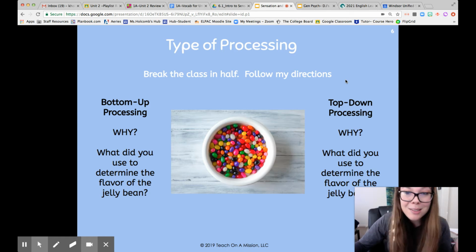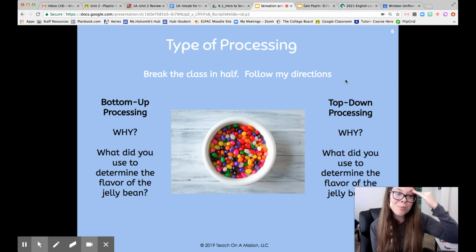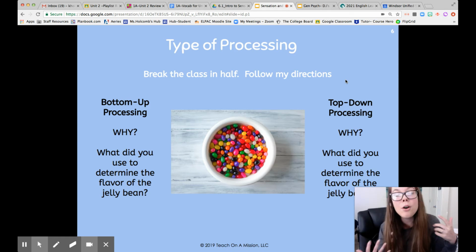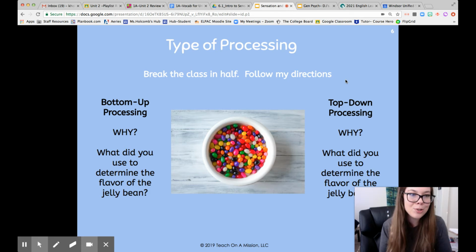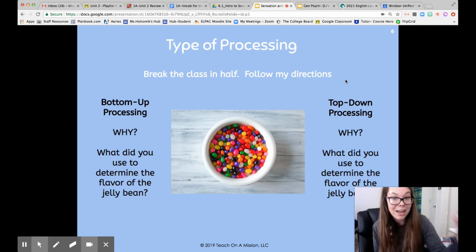Bottom up processing would be, okay, there's many colors, there's different types. Top down would be either you picking out your favorite because you already know what your favorites are, or you can say, oh, this reminds me of grandma's house when she would always have jelly beans on our table. That is top down, as you're using your past experiences to make connections, okay?